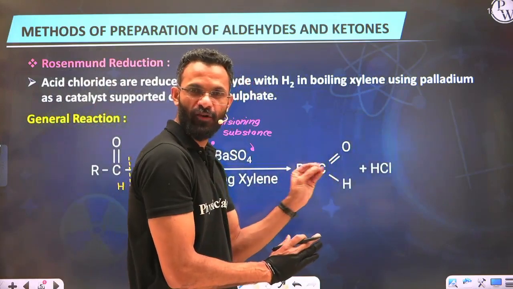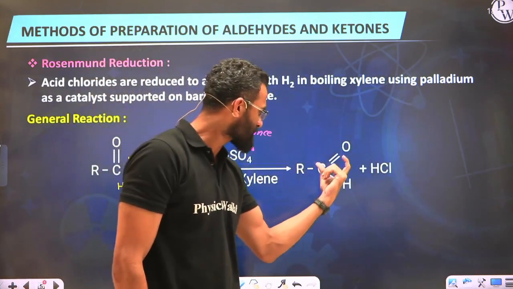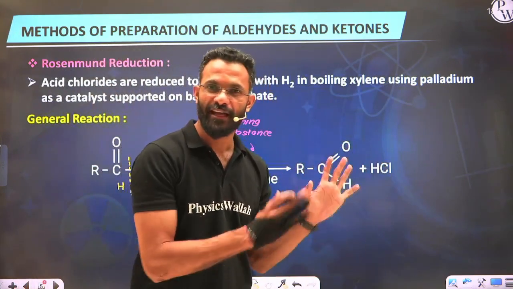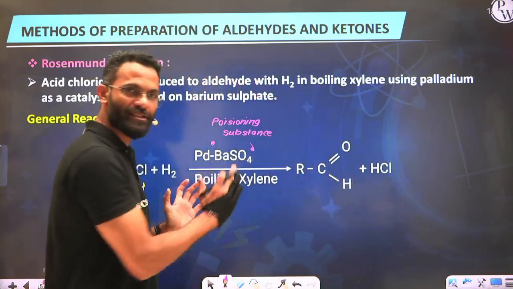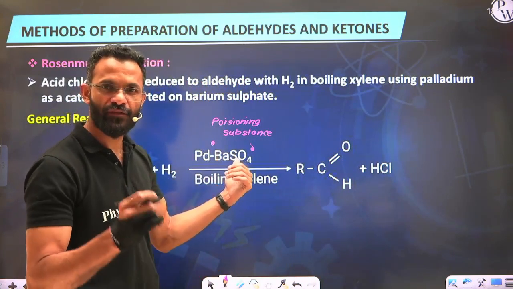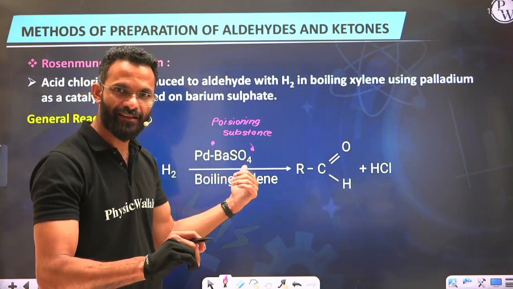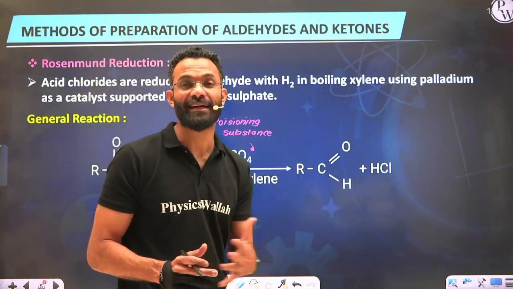Once aldehyde is formed, since the concentration of H2 is very low, further reduction of the carbonyl carbon does not take place and we get our desired product, aldehyde. This whole catalyst, that is palladium coated over barium sulfate in the presence of sulfur or quinoline along with boiling xylene as the solvent, is known as Lindlar's catalyst.